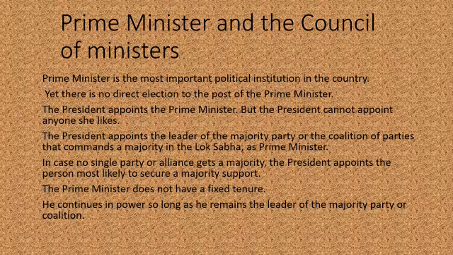In case no single party or alliance gets a majority, the President appoints the person most likely to secure majority support. The Prime Minister does not have a fixed tenure. He continues in power so long as he remains the leader of the majority party or coalition.